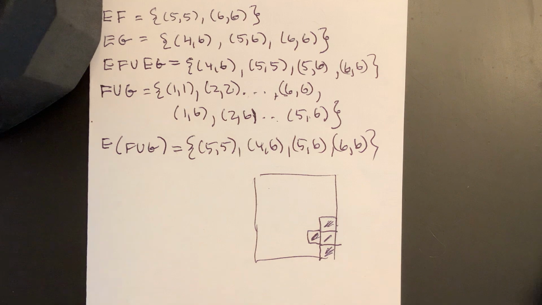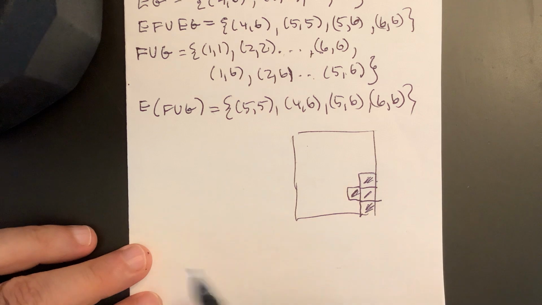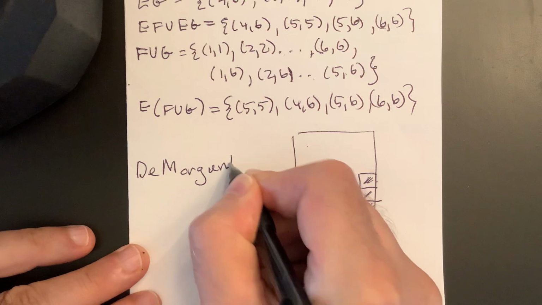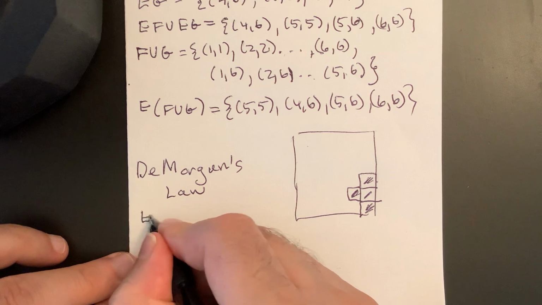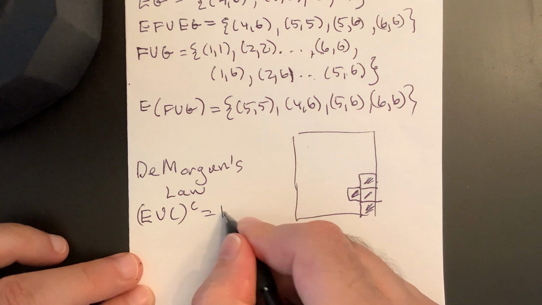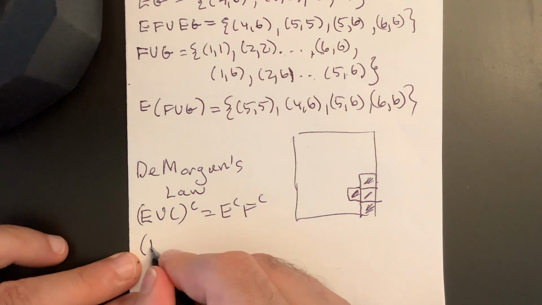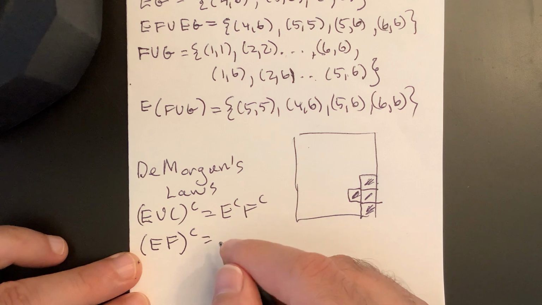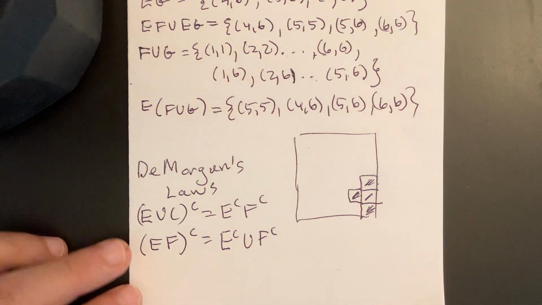Okay, all right. So that took some time, but it's okay. We also have a fancy law called De Morgan's Law. Useful. It says that the complement of a union is the intersection of the complements. And same thing with the complement of the intersection: the complement of an intersection is equal to the union of the complements. Easy to remember.